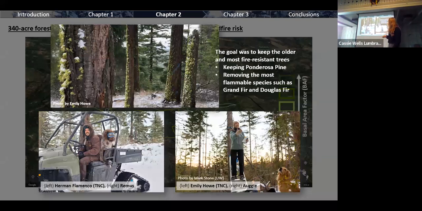What they did was, the goal was to keep the older trees and the most fire resilient trees. And this means keeping ponderosa pine and removing more flammable species. I can't emphasize enough how much work went into this. People were out marking individual trees for loggers to cut. So it was just a huge effort from many people to make sure this prescription happens. This project's not funded by one big NASA grant for 5 years. This is collaboratively worked on because people love this stuff and just want to really see this project through.